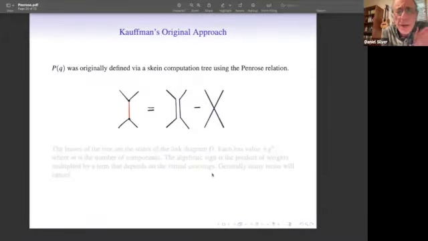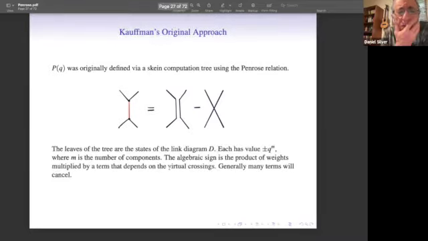Okay, let's talk a little bit about the original skein approach. This is done by a skein computation tree using the Penrose relation. This is the Penrose relation. The leaves of the skein tree are the states of the diagram that we've been talking about. So if there are n edges in the perfect matching, there's going to be 2 to the n leaves at the bottom of the computation tree. Each one would get a value of plus or minus q to the number of components of that state.